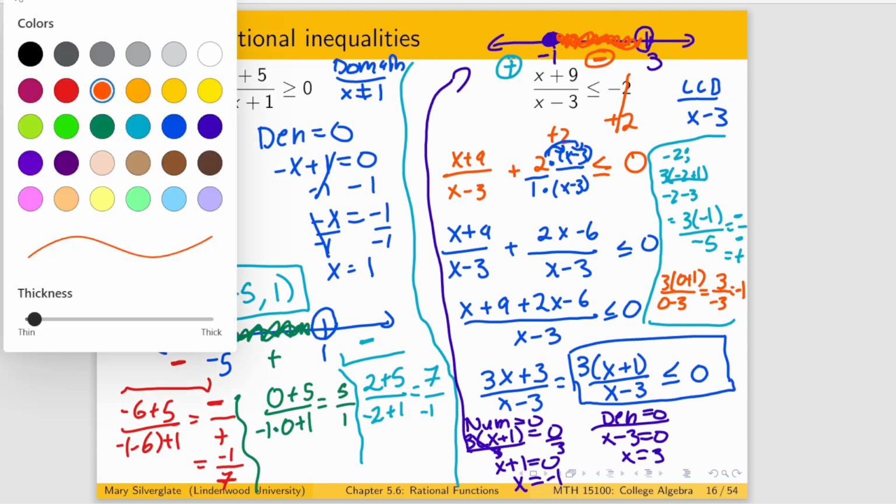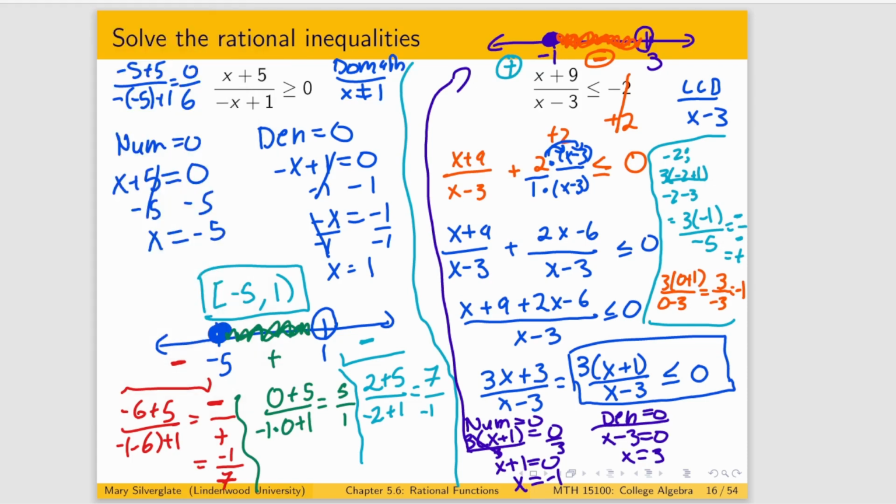And then you want to pick something beyond 3, something like, I don't know, 4. So then you end up with 3 times 4 plus 1 over 4 minus 3. That's a positive 3 times a positive 5 over a positive 1. So that's a whole bunch of positives divided by a whole bunch of positives. That result will be positive over there. So your final answer is just the numbers that are in between negative 1 and 3, and you want a parenthesis on the 3 because you don't want to actually include something that's not included in the domain.